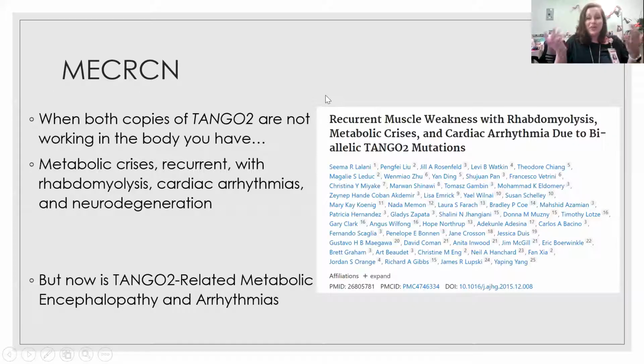And if you have started to research TANGO2 at all, you might have heard of it by its previous name, which is MECRN. The first paper that ever described this condition back in 2015, 2016, described it as an acronym of the most concerning features that originally brought patients to attention. So metabolic crises, recurrent rhabdomyolysis, cardiac arrhythmias, and neurodegeneration. So MECRN.